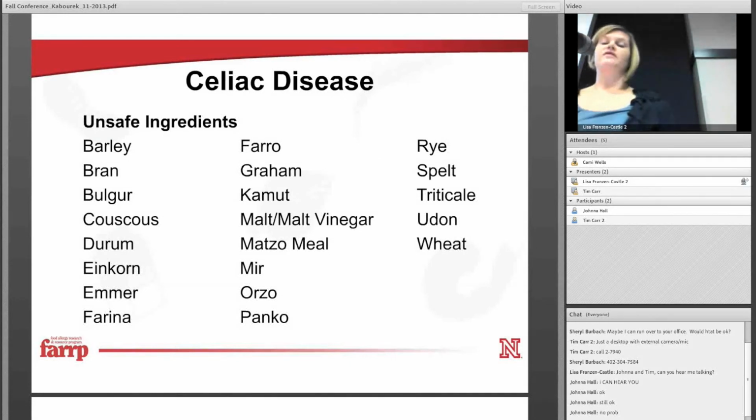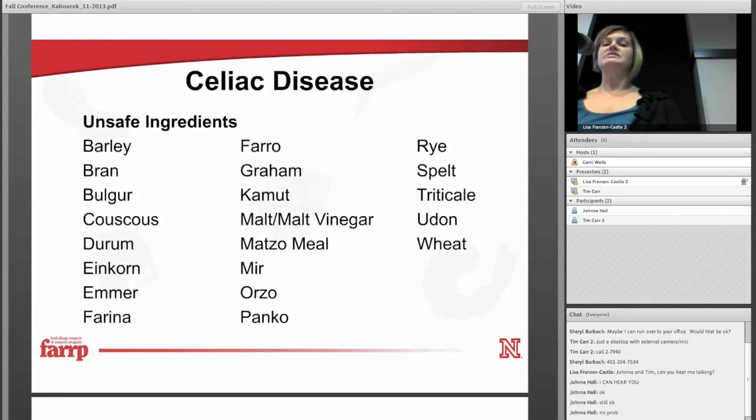These are just a few of the ingredients in a gluten-free diet that are harmful or unsafe. So you can't just tell someone that they need to avoid gluten and wheat, rye, and barley. These all have wheat, rye, or barley in them, so you have to make sure that they know what some of those things are. Like panko is a breadcrumb, but if you just say panko. And so you can see how confusing it can be.